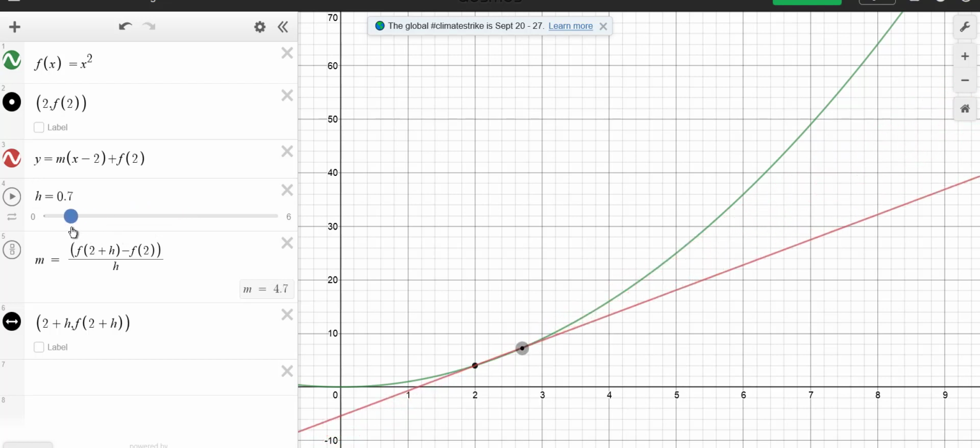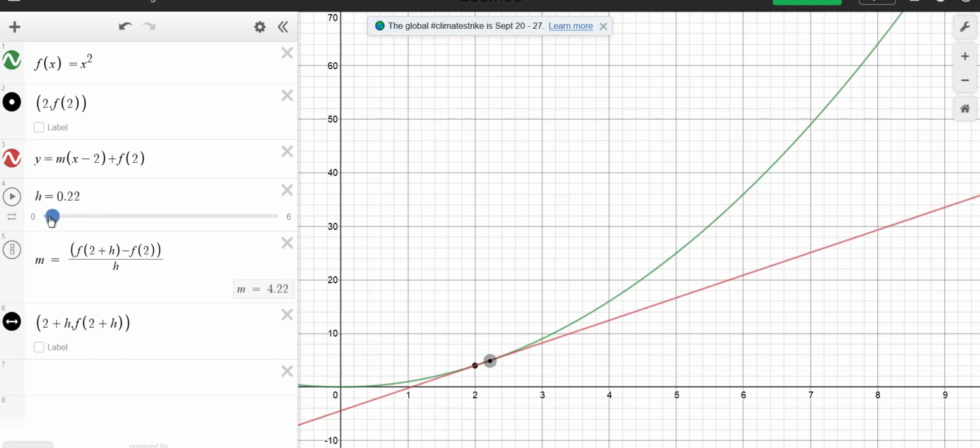So as h gets smaller, this is getting closer to a tangent line. As that gets closer and closer to 0, it gets close to the instantaneous velocity. So theoretically, if we let the limit go, h going to 0, then we get the instantaneous velocity.